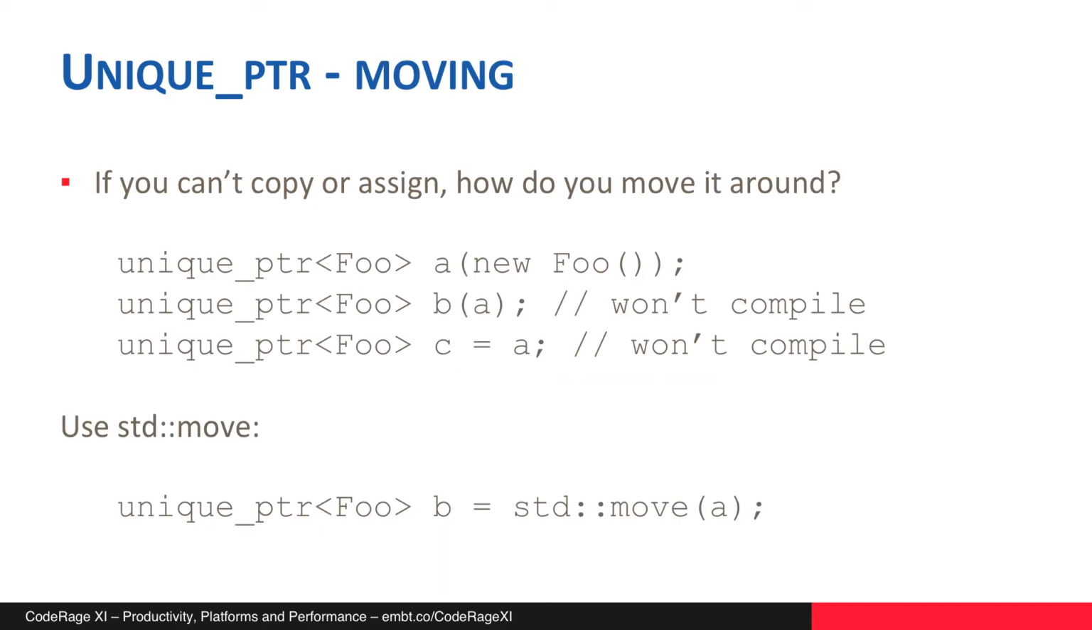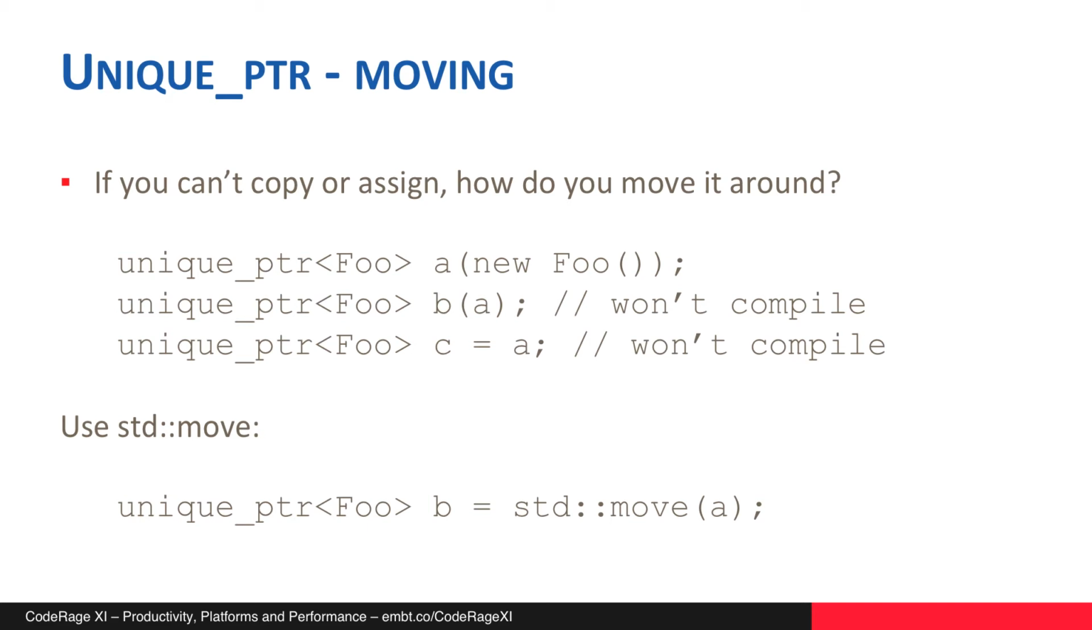The only complex part comes from the question of not being able to copy or assign. So how do you move it around? And I want to point out here that not being able to copy or assign is used to enforce that only one unique pointer instance can refer to a pointer, and also to handle the issue of moving ownership between unique pointers by making that explicit.